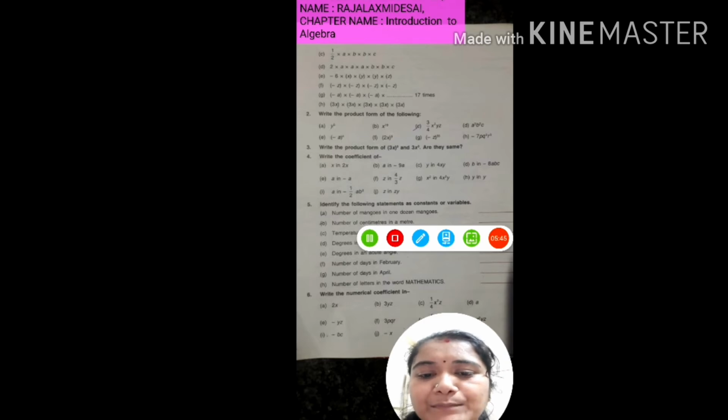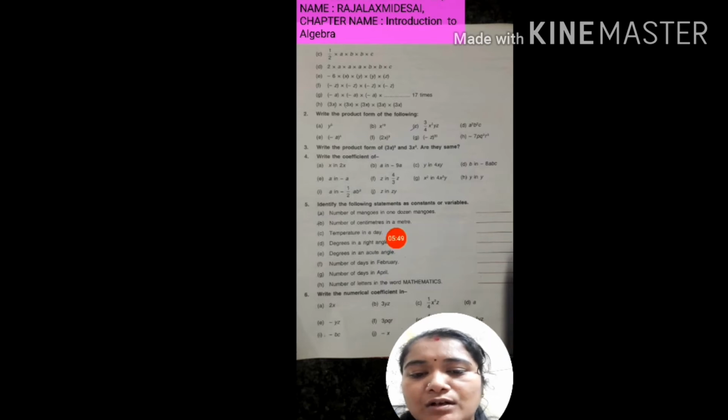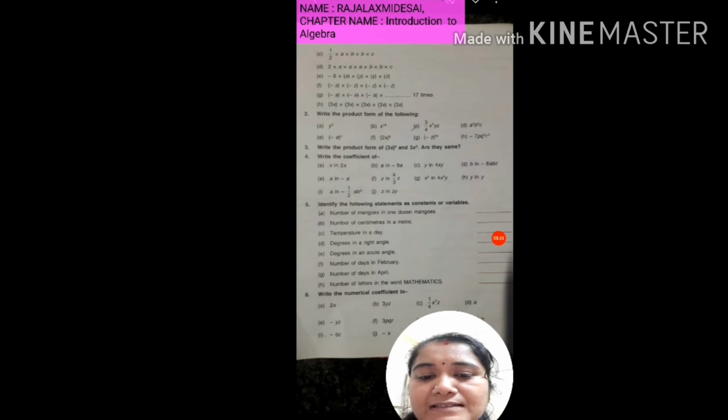Number of days in April. April month has got 30 days. So, it is a constant. Number of letters in the word mathematics. Here, the word mathematics has got 11 letters. So, it is a constant.